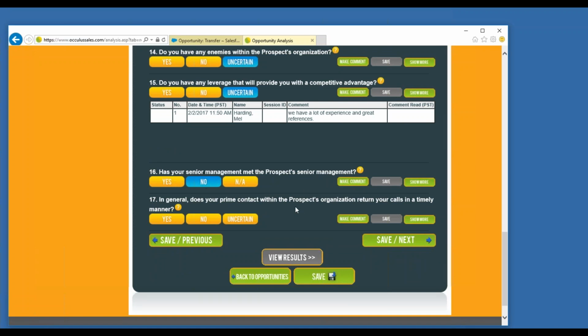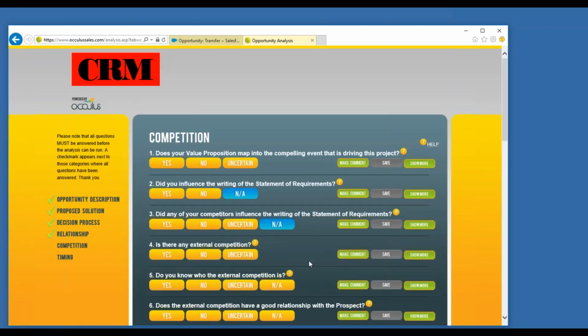And number 17, in general, does my prime contact, Linda in this case, return my calls in a timely manner? And the answer to this is yes, but it is an important question, because if you're dealing with somebody and you go back and forth in the normal dialogue, and all of a sudden they're unavailable and they don't return your calls when historically they have, that's a red flag. Something's fallen off the rails, because the prospect is always talking to somebody, and if they're not talking to me, they're talking to my competition. So, so far so good.